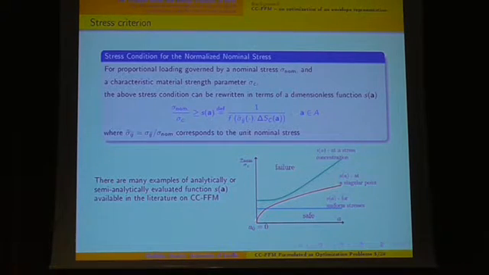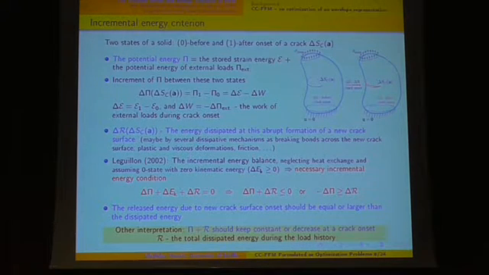And if we study crack onset at a singular point, we obtain this stress criterion function as a monotonous increasing function from zero. If we look for the incremental energy criterion, we consider two states before and after crack onset. We evaluate the change of the potential energy as a function of this new potential crack surface. Also, we need to compute the energy dissipated in this abrupt formation of the new crack, which can depend on several dissipating mechanisms.